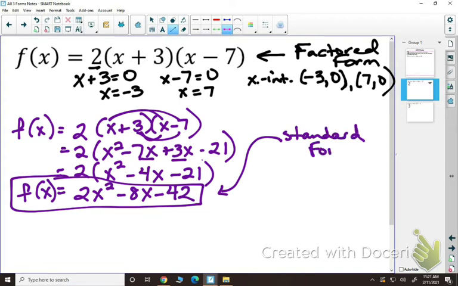And we've got to stop and think, okay, what do we get in standard form? Hopefully you remember it's the y-intercept. And my y-intercept is the constant at the end. So it's going to be 0, negative 42.